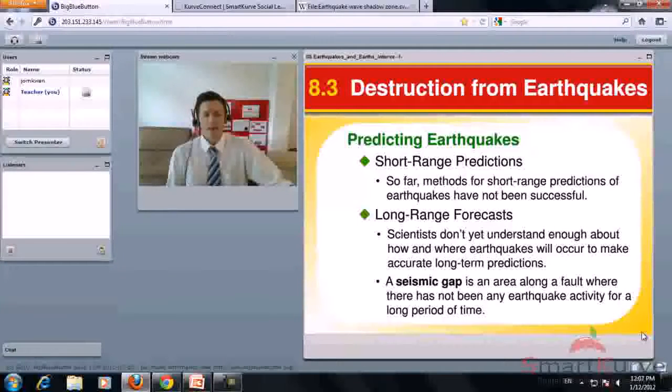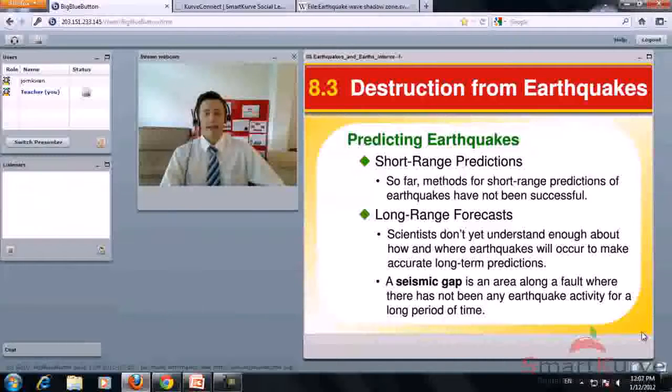On the next slide, predicting earthquakes. It's very, very difficult. It's nearly impossible for us to predict an earthquake. Like I said, we can have warning systems for tsunamis, but as far as predicting earthquakes, we don't know when they're going to strike. Short-range prediction has not been successful. Scientists don't understand enough about earthquakes to make long-term predictions.